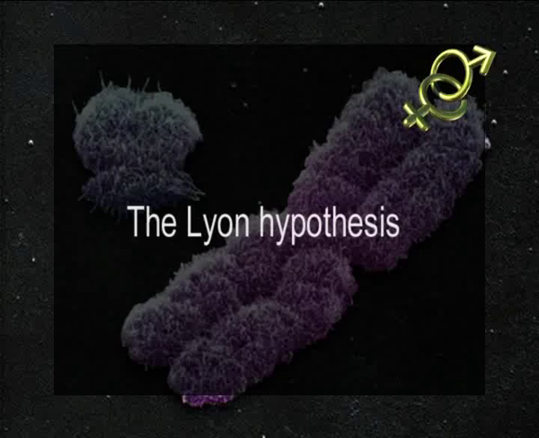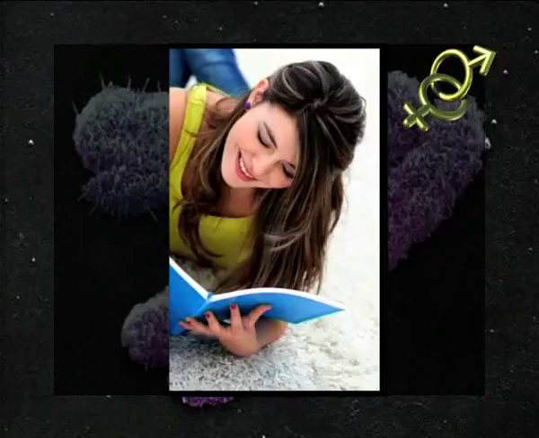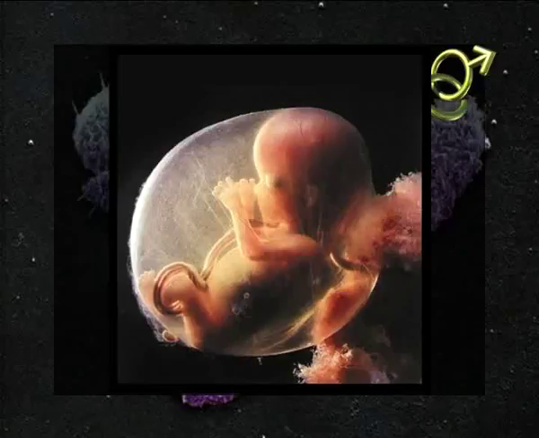The Lyon hypothesis suggests that in the XX mouse and human females, one X chromosome is genetically inactive after a certain stage in embryogenesis, that this inactive X chromosome forms the Barr body, which can be identified at about the 16th day in the human embryo, and it is a random proposition which of the two X chromosomes in a given cell becomes the genetically inactive one.